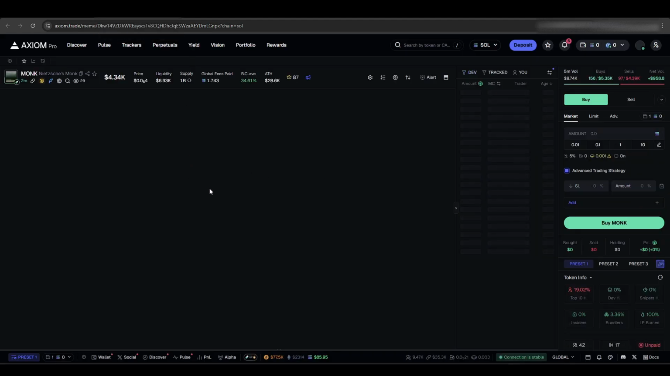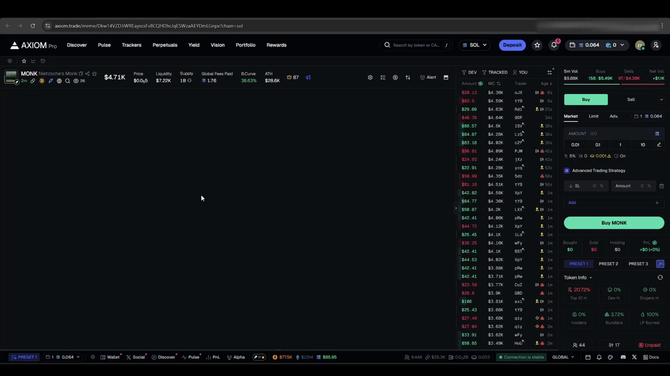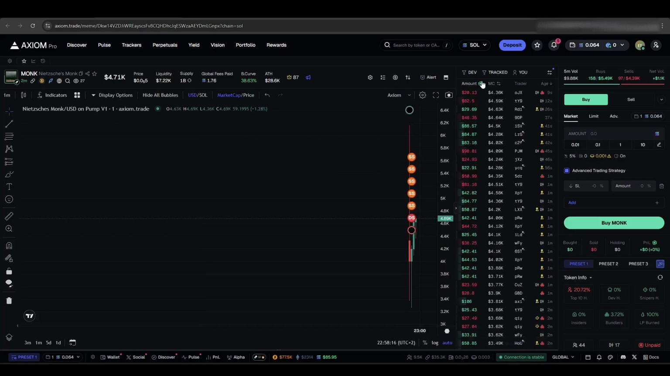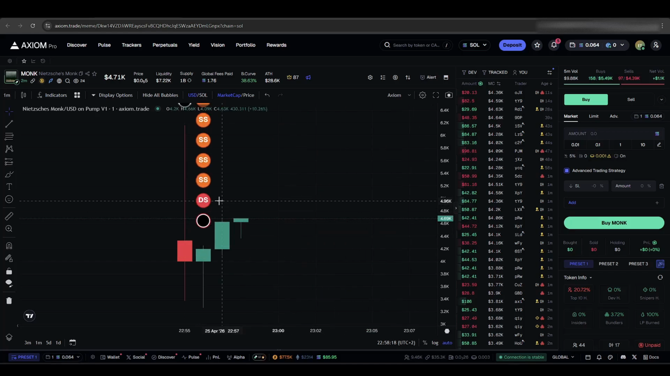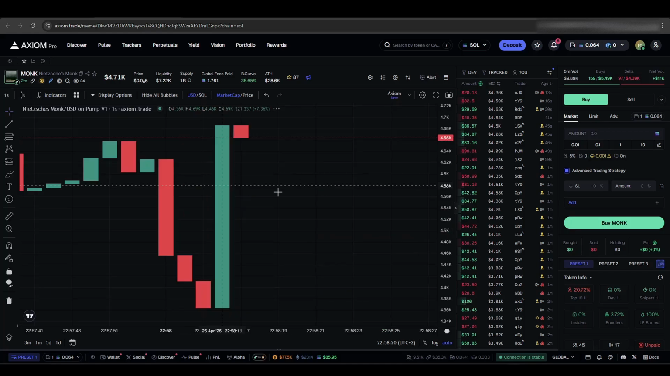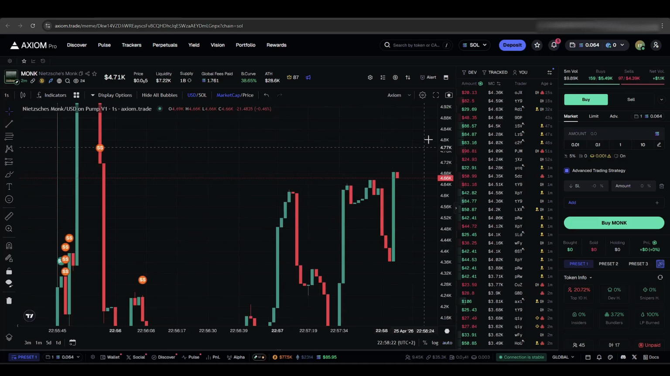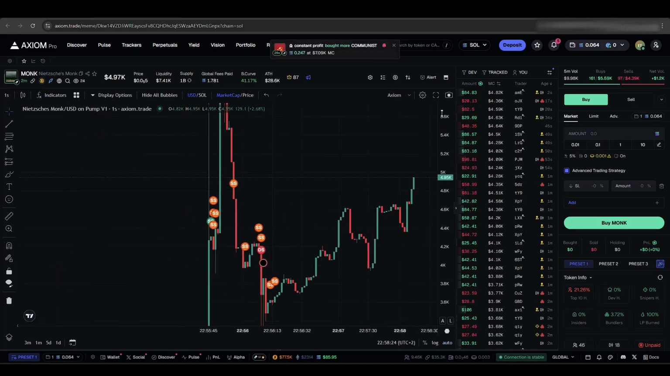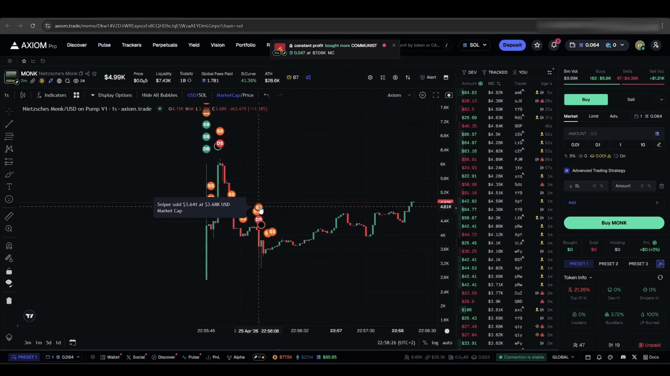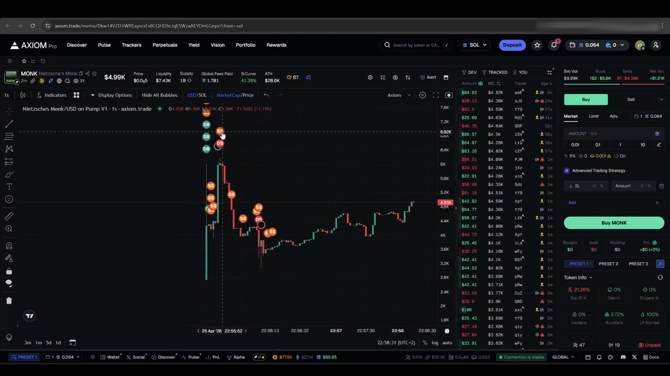This is your normal interface, how it would look when you open a coin. As you can see, we have the trades here, we have the chart here. Now let's set this to 1 second. And this is basically the price action. This SS, these are those snipers that I mentioned before. So sniper buy, sniper sell.